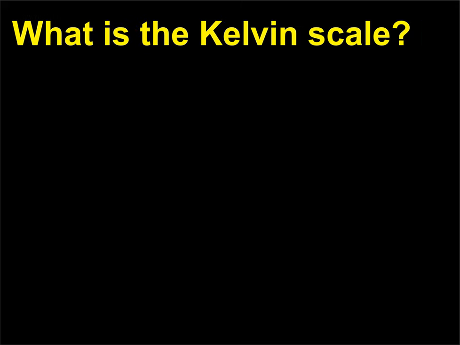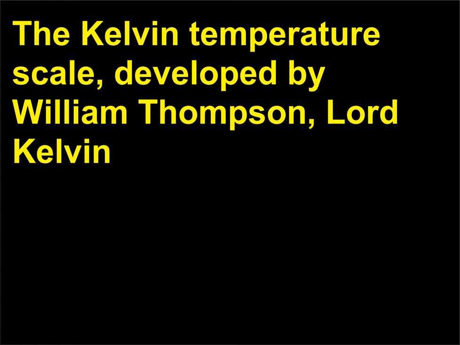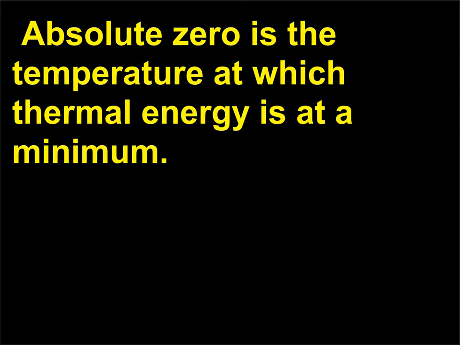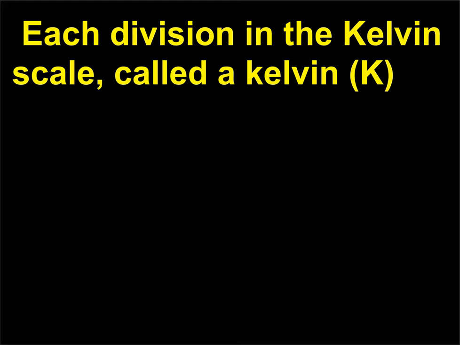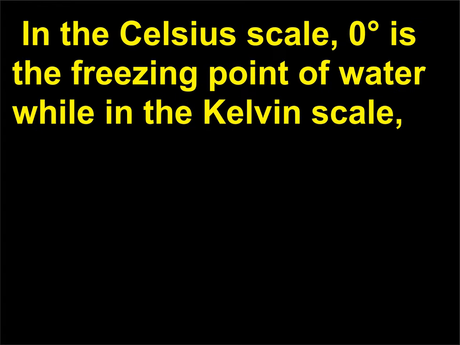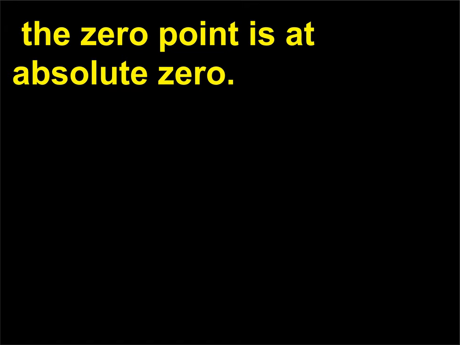What is the Kelvin scale? The Kelvin temperature scale, developed by William Thomson, Lord Kelvin, 1824 to 1907, in 1848, is widely used by scientists throughout the world. Absolute zero is the temperature at which thermal energy is at a minimum. Each division in the Kelvin scale, called a Kelvin, K, is equal to a degree on the Celsius scale, but the difference is where zero is. In the Celsius scale, 0 degrees is the freezing point of water, while in the Kelvin scale, the zero point is at absolute zero.